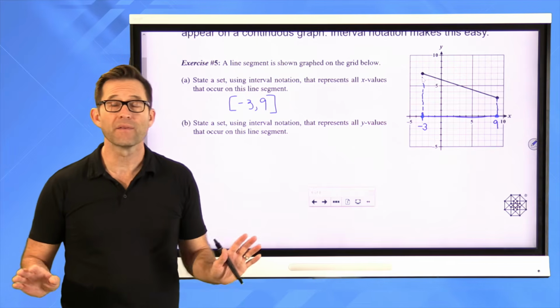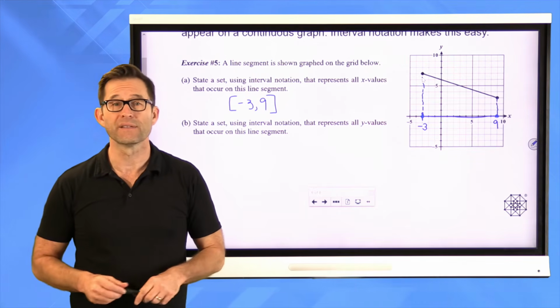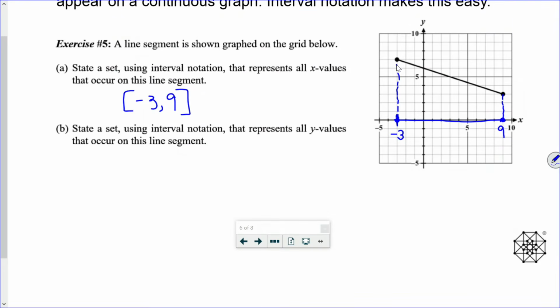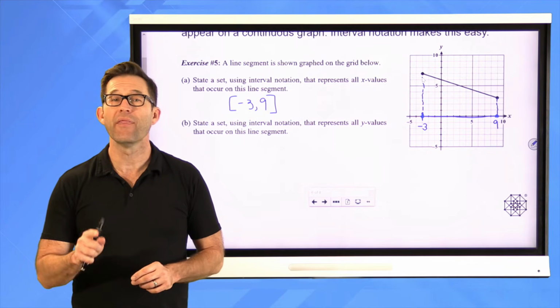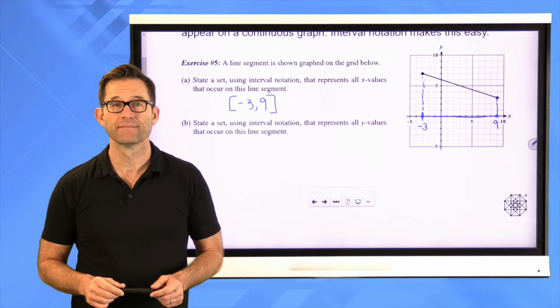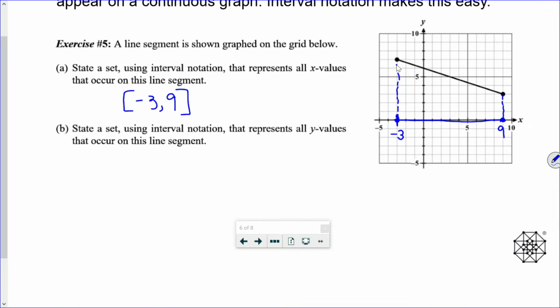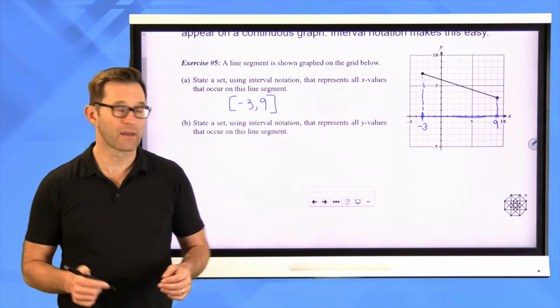We can do exactly the same thing for the y. Let's take a look. That's in letter B. State a set using interval notation that represents all y values that occur on this line segment. All right, great. Well, I'd like you to pause the video right now and think about this a little bit. All right, well, let's take a look.